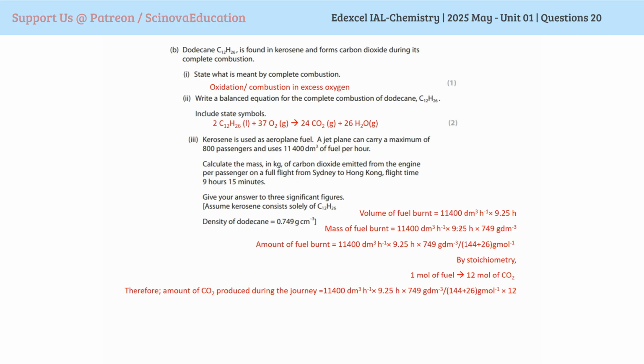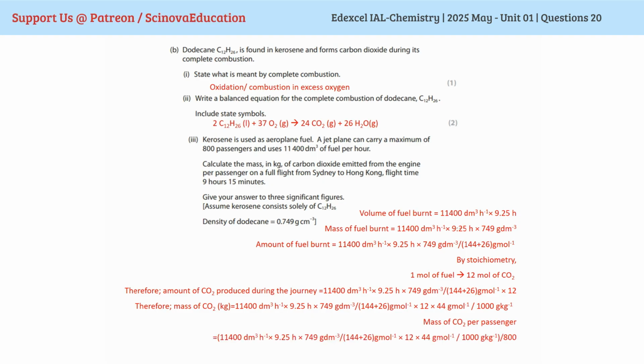Then the amount of carbon dioxide in moles produced during the journey is this much. That into the molar mass of carbon dioxide, you get the mass of carbon dioxide per journey, and per passenger divide this value by 800. So when you solve this equation, you are getting 307 kilograms per person. Stop traveling.